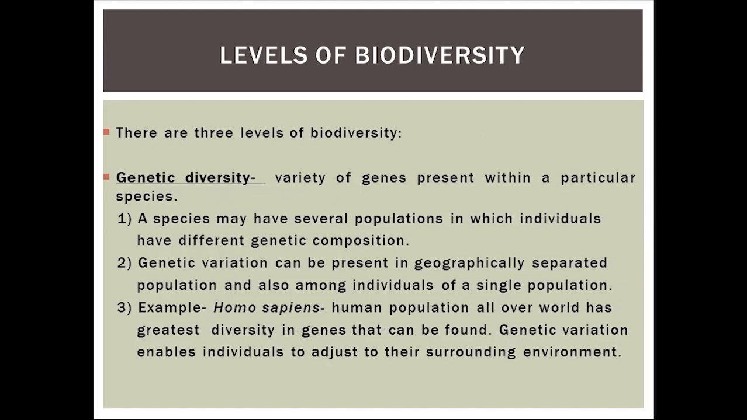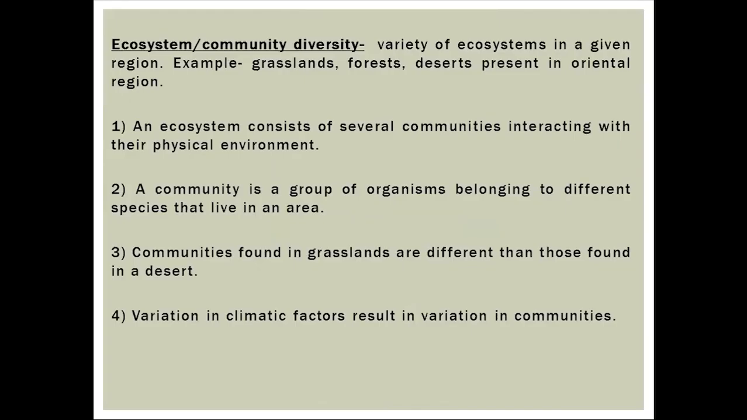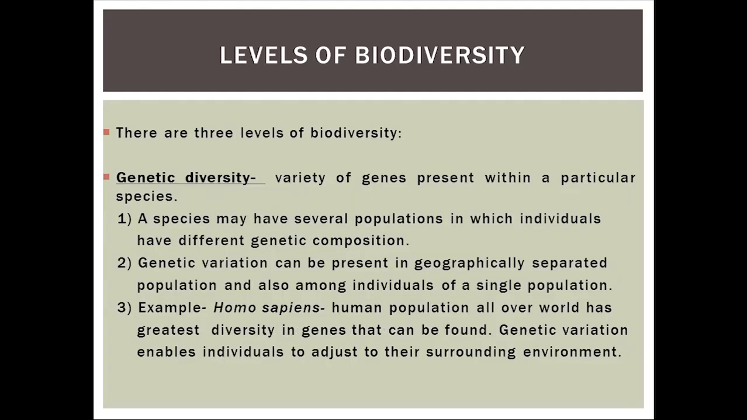This brings us to the next topic, levels of biodiversity. There are three levels of biodiversity. The first is genetic diversity, second is species diversity, and third is ecosystem or community diversity. Let us first look at the meaning of genetic diversity. Genetic diversity is defined as the variety of genes present within a particular species.